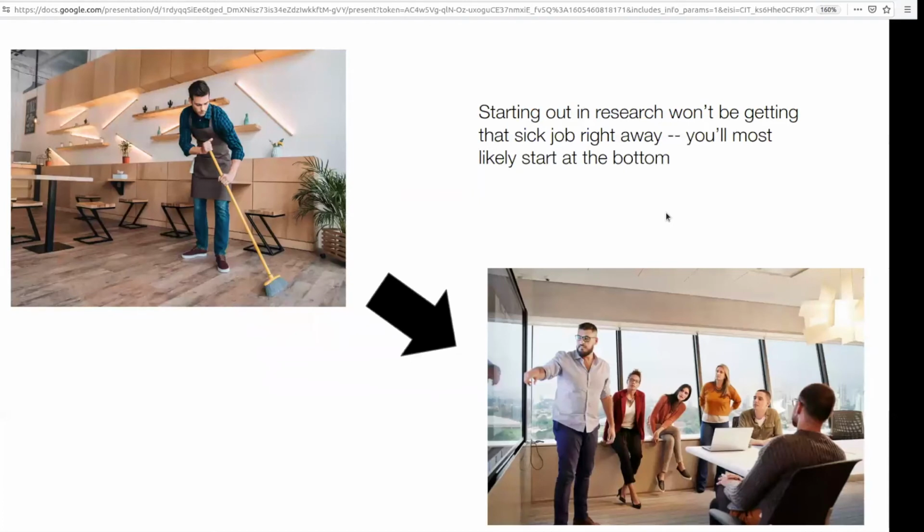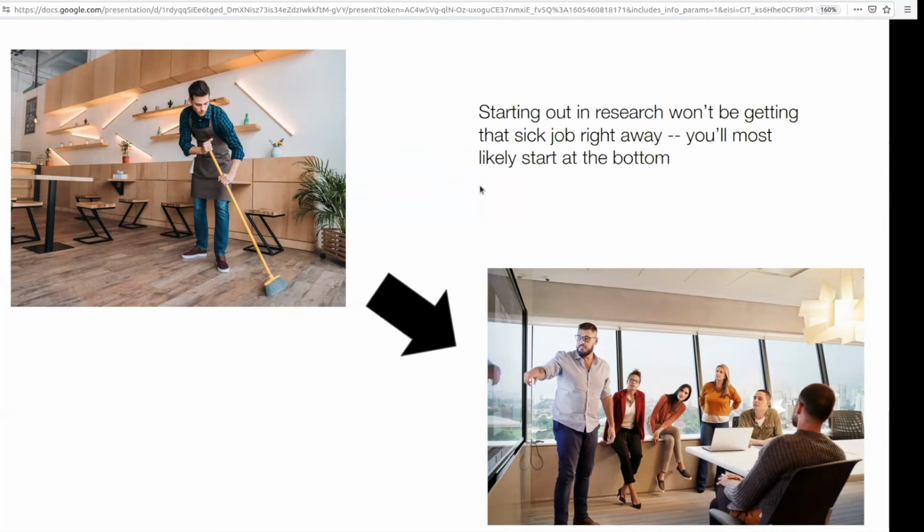Okay. So I would compare starting out in research to these two pictures. The first picture is like you have the job at this company, but you're just sweeping the floor. And someone's got to sweep the floor. Someone's got to do it. So it's an important job that has to be done. It's not that important, it's not that fun, and it's not as relevant to your specific goals, but it is a way to start from.